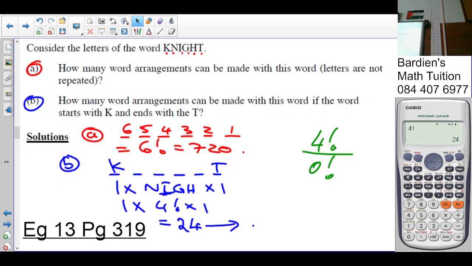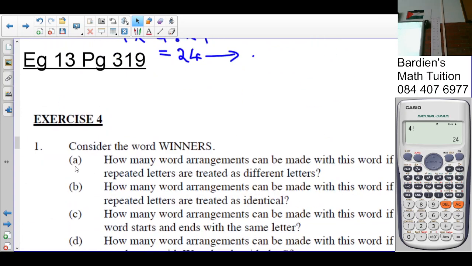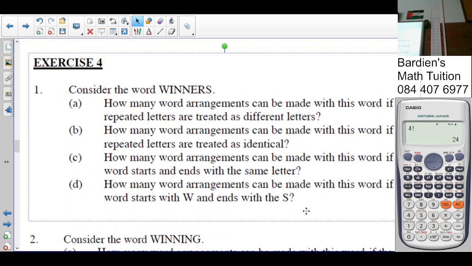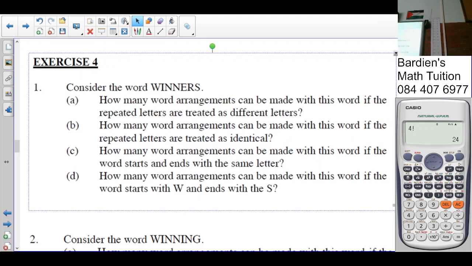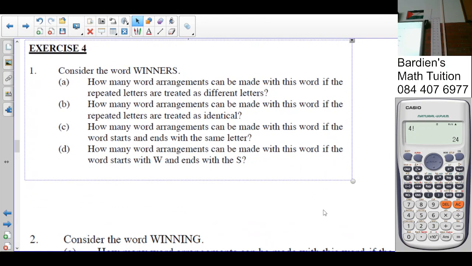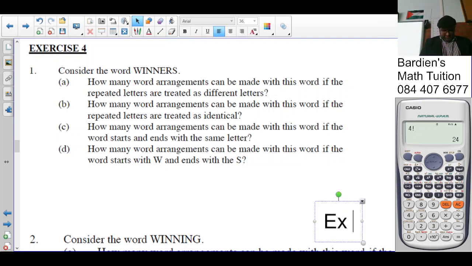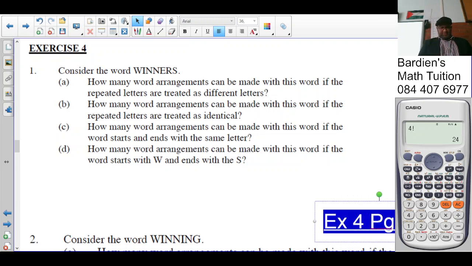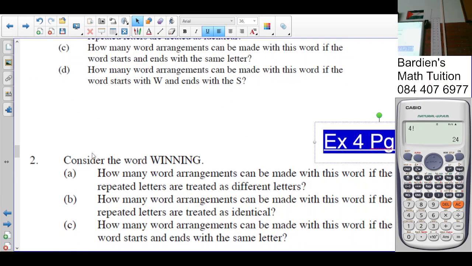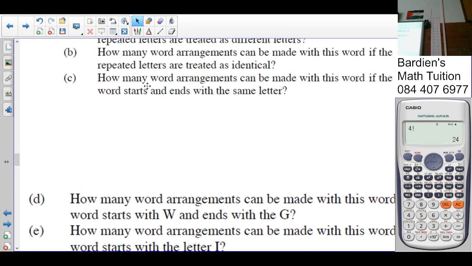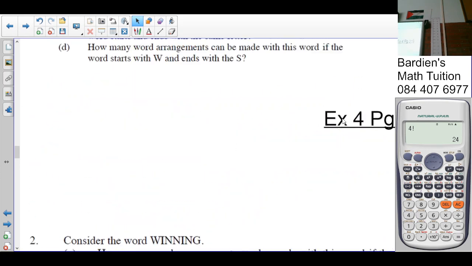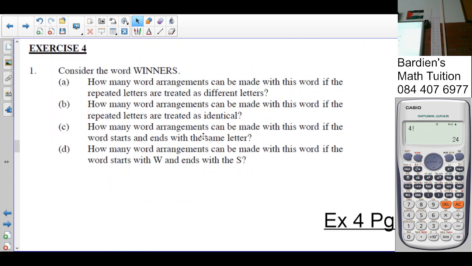Alright. So let's look at exercise 4. Exercise 4 is on page 319. Alright. Let's do another example, and I'll give you an opportunity to do one. Hopefully we can do this before the bell rings.